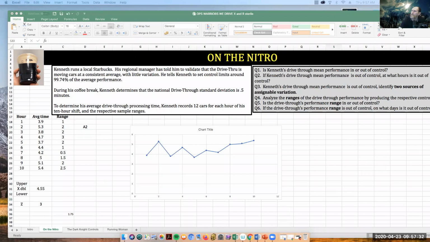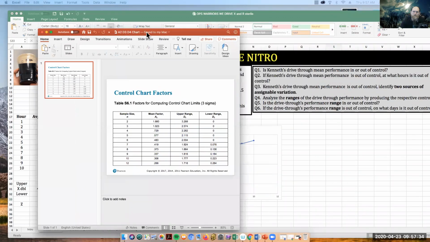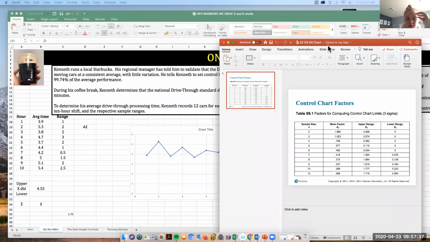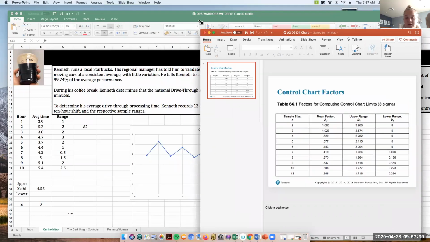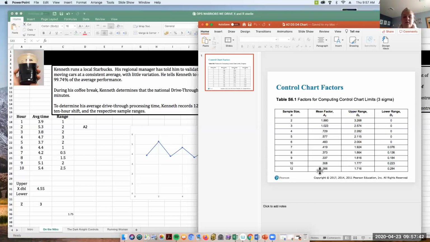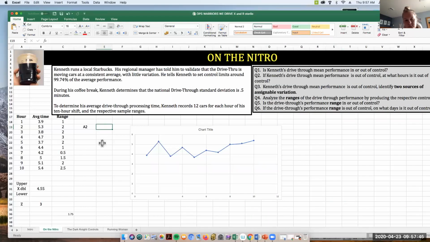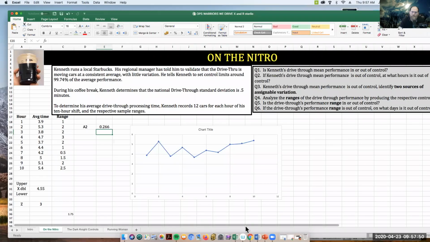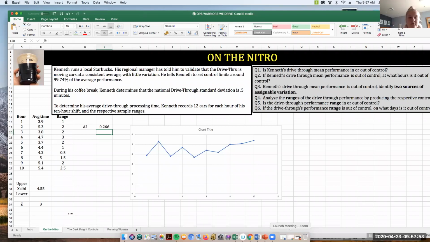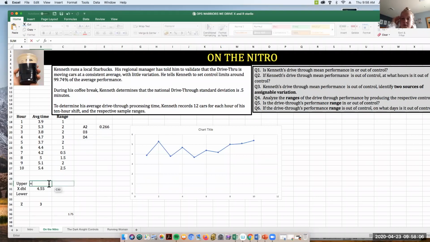Okay. So let me catch up with you. This chart. Yeah. And then I went to sample size 12, and then I just took the A2, which was 0.266. Anything else I then need off that chart? Keep going. Well, later you will, the D4 and D3. For the upper control limit, I did the X bar plus the A2 times R bar. And for the lower control limit, I did X bar minus A2 times R bar.